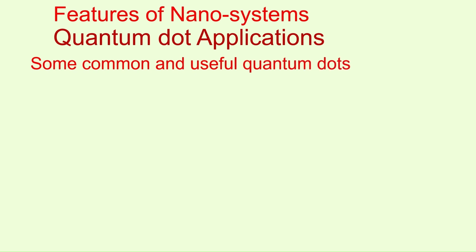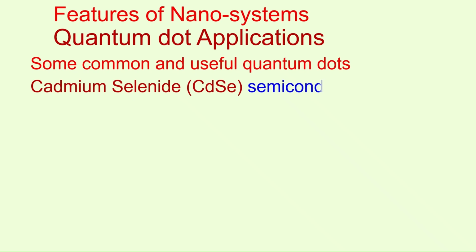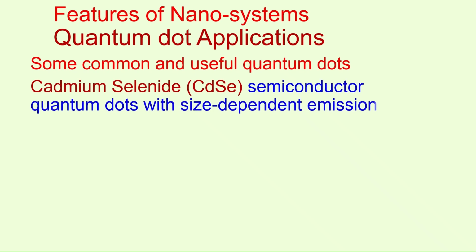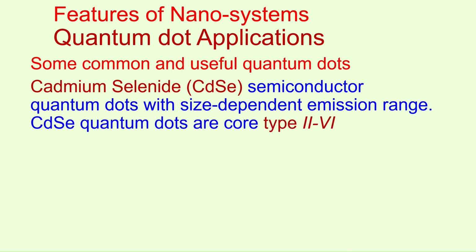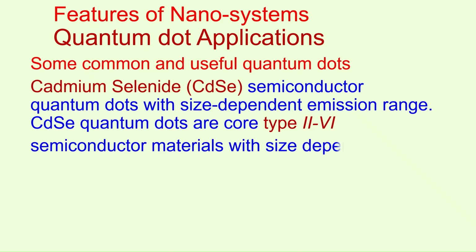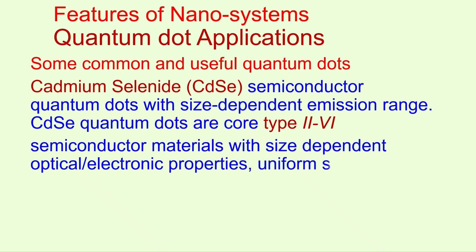Some common and useful quantum dots. Cadmium selenide semiconductor quantum dots have a size-dependent emission range. Cadmium selenide quantum dots are core type II-VI semiconductor materials with size-dependent optical or electronic properties, uniform size distribution and high quantum yield.